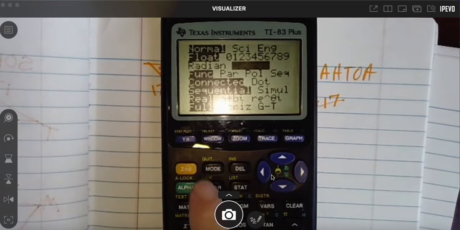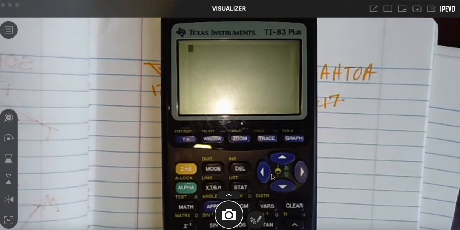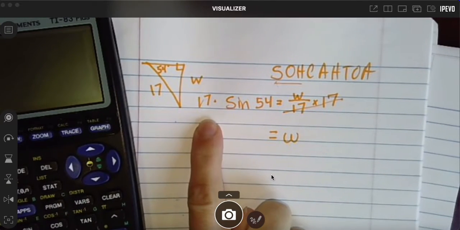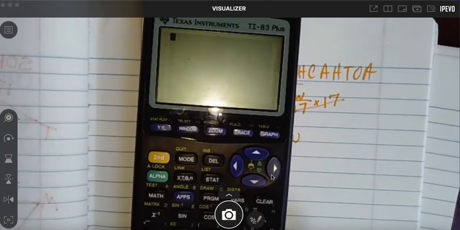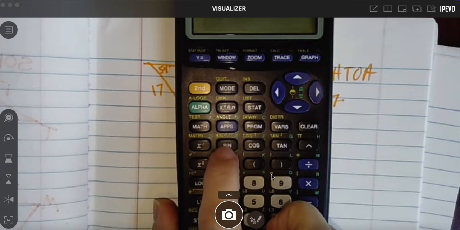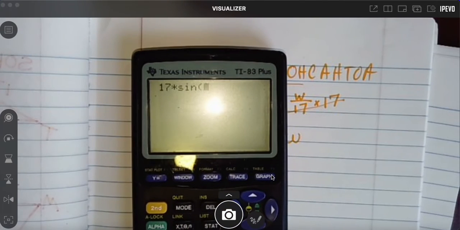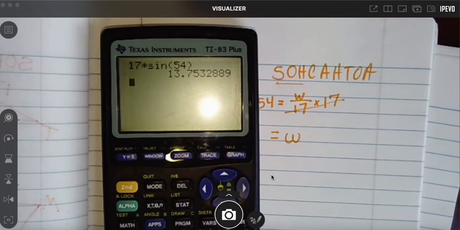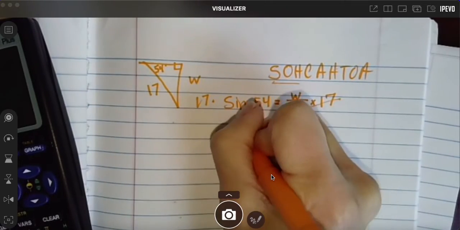How do I get out of it? Yeah. Now just press second mode. That's the quit button. Now we can type in this right here, 17 times sine of 54. So I'm just going to type that in. 17 times, and then our sine button, do y'all see it on here? It's S-I-N. Yep, sine. So 17 times the sine of 54. And did everybody get 13.75 or whatever? They rounded to 13.8 for their answer. Okay, so we'll round to the 10th place. So 13.8. How do we feel about that?